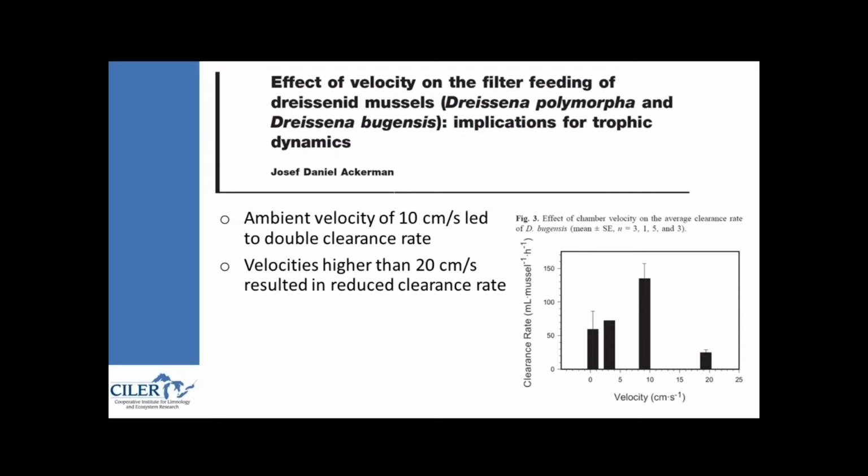So Ackerman did a study in '99, a controlled study where he basically took a flow chamber and put dreissenid mussels in the flow chamber. He discovered that if he increased the velocity of the water to 10 centimeters per second, it led to a doubling of the clearance rate of the phytoplankton. And then after the velocity of the water exceeded 20 centimeters per second, the mussels began to retract their siphons back into their shell, and it led to a decrease in the clearance rate. So this paper gave us a nice optimal range of the velocity of water at which mussels like to feed.